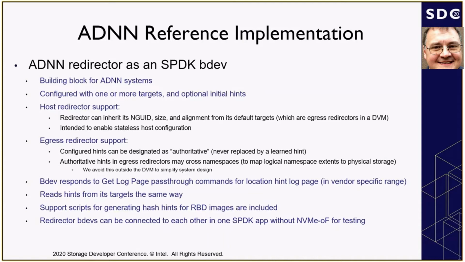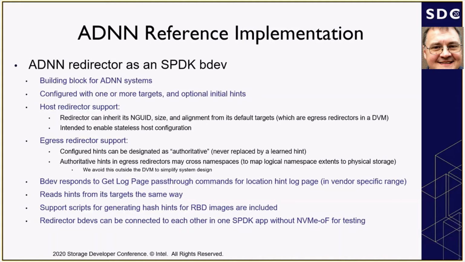The idea is that we want one redirector implementation that we can use everywhere. But as you can see, the host redirectors and egress redirectors have slightly different behaviors. The data plane is really identical, and it turns out almost everything else is identical too, except how they start up and are configured. So in a host redirector, with the goal of stateless configuration to the maximum extent being one of the overriding principles there, we've enabled the redirector to inherit its namespace and GUID, its size, and its alignment from its default targets when it starts.